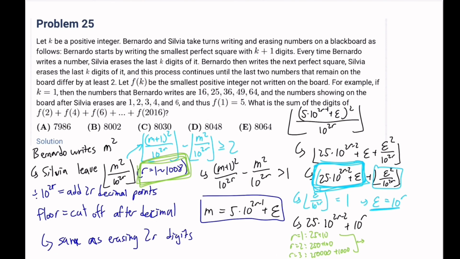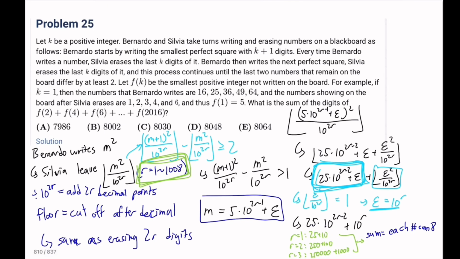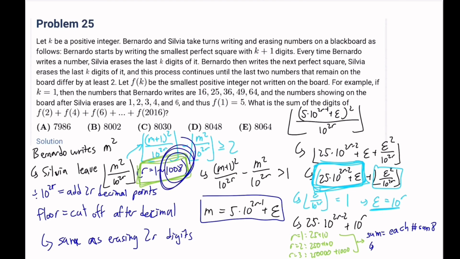And then we see that each number like that has a digit sum of 8, because it's always 2 plus 5 plus 1. And then we have 1008 of these, so that's 1008 times 8. That's going to give us 8064. So 8064, that's our answer, it's E.